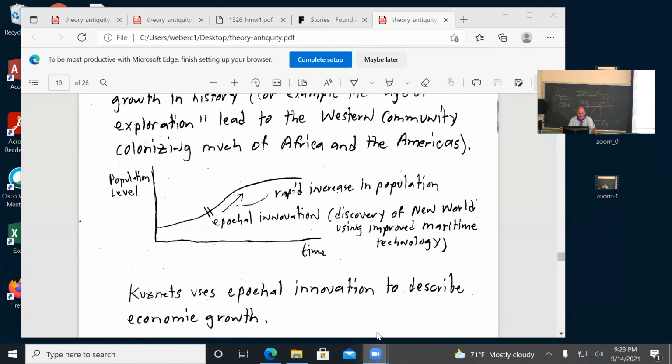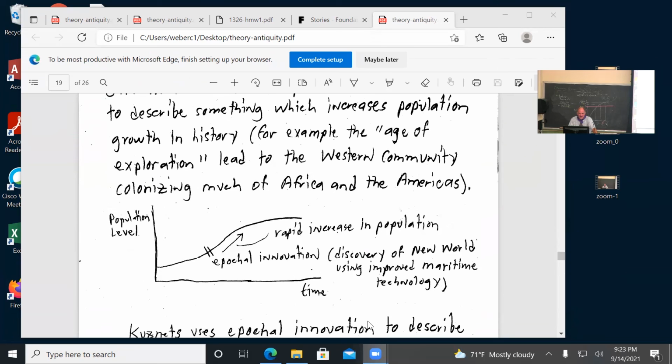Okay, so our authors, they're interested in the population level. I didn't draw that correctly, but here's the old world population level is decreasing. So then you start to explore the new world, population starts to increase again.